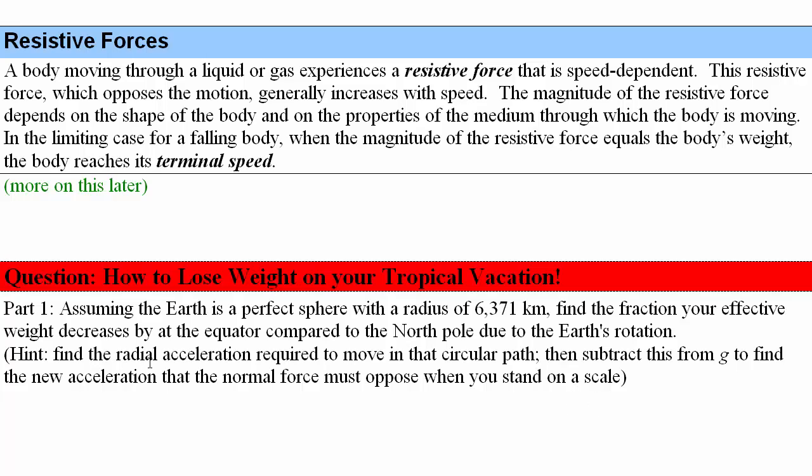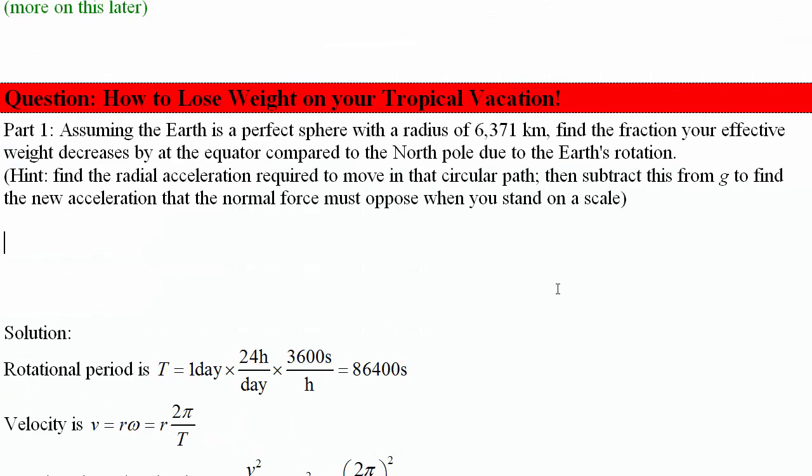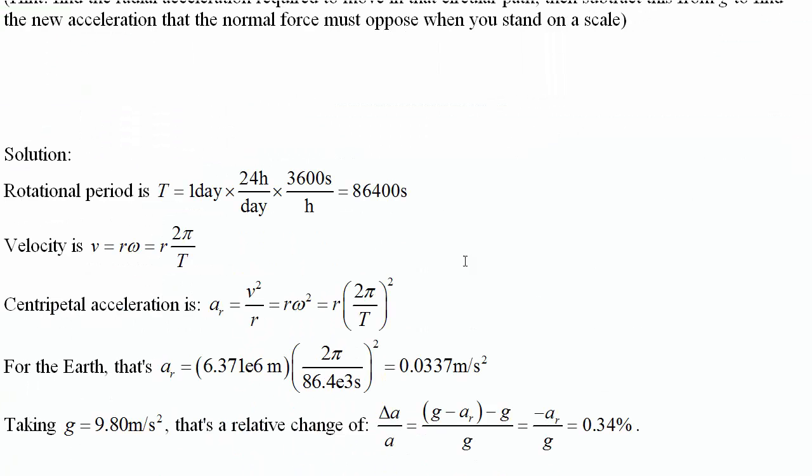We're going to need to know the radial acceleration required to move in that circular path of this radius, and then subtract this from g to find the new acceleration that the normal force has to oppose when you stand on a scale. All right, this is basically a units problem. The rotational period is 1 day, and you know there's 24 hours in a day and 3,600 seconds in an hour, so that's 86,000 seconds.